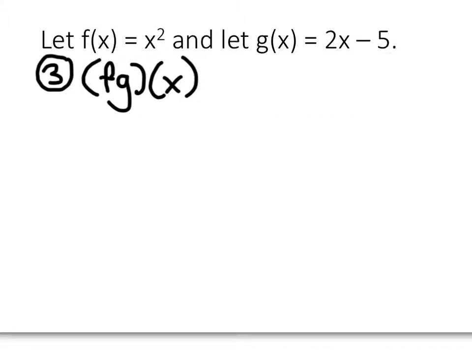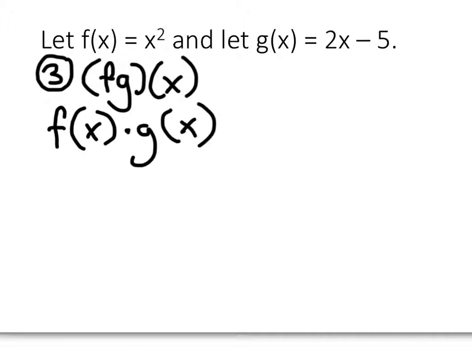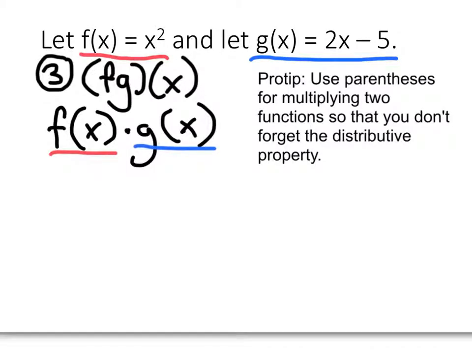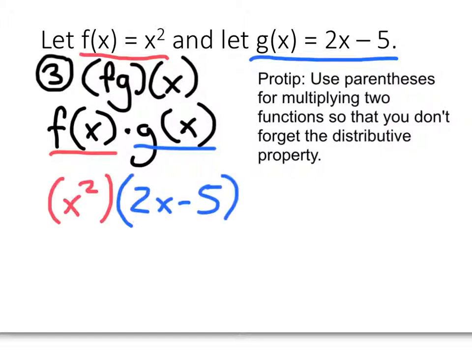The third item asks us for fg of x, which I will rewrite as f of x times g of x. Once again, I'm going to make the substitutions, and it's really important that when I multiply, I remember I'm multiplying the functions as a whole, so I need to see 2x minus 5 all as one thing together. Therefore, again, it's going to be really important to use parentheses so that I don't forget the distributive property.